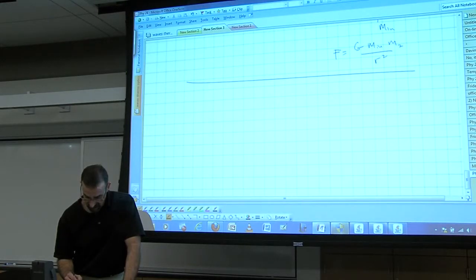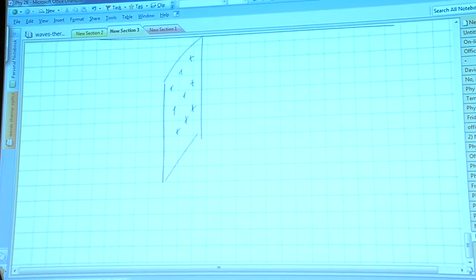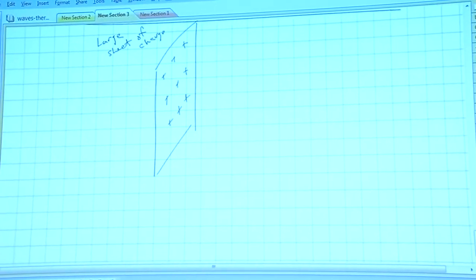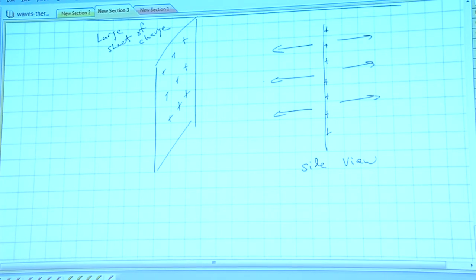Sheet of charge. So I'll sort of draw it like, so if we did, this is sort of a view at an angle here, but if we did a side view, the electric field comes out parallel in all directions like this.